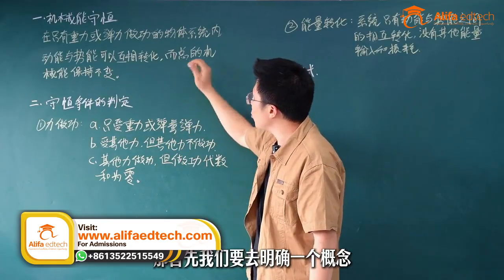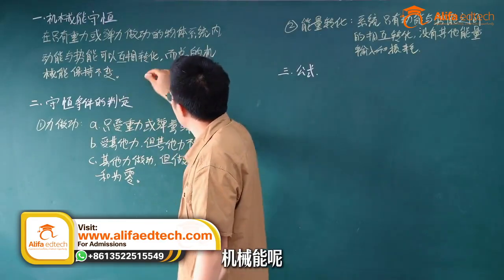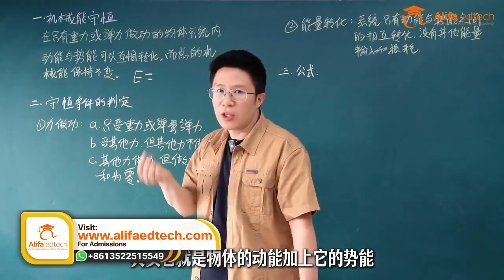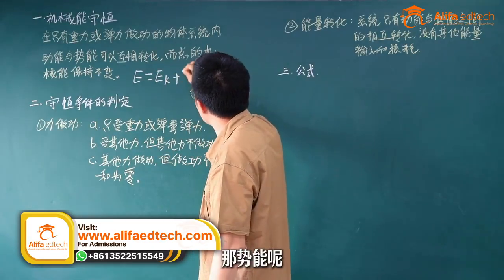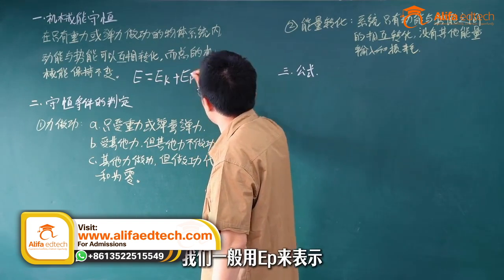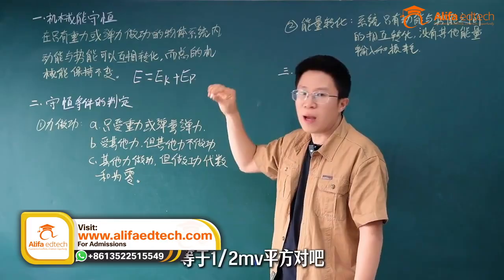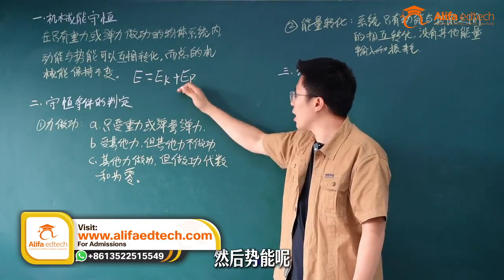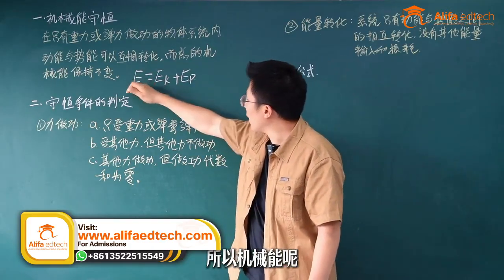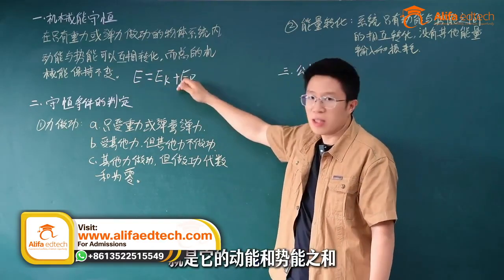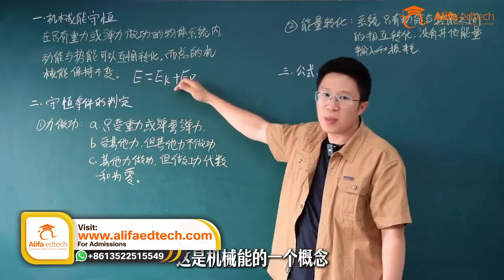First, we need to clarify a concept. Conservation of mechanical energy. What is mechanical energy? Mechanical energy is actually the sum of an object's kinetic energy and its potential energy. Kinetic energy is usually denoted as K, and potential energy is generally represented as P. We've already learned about kinetic energy. It's related to the object's speed. It's equal to 1/2 mv squared, right? And as for potential energy, it refers to things like gravitational potential energy and elastic potential energy. So mechanical energy is simply the sum of kinetic energy and potential energy. Adding the two together gives you the total mechanical energy. That's the concept of mechanical energy.